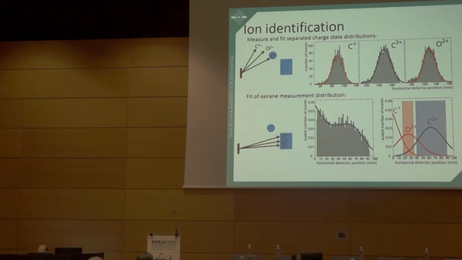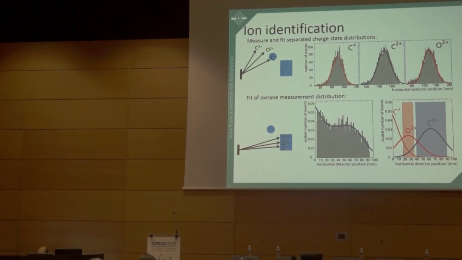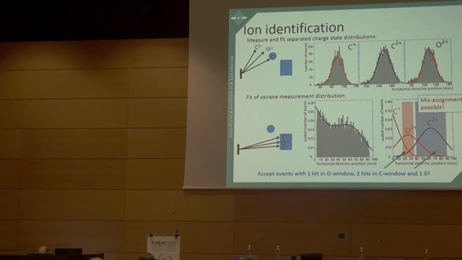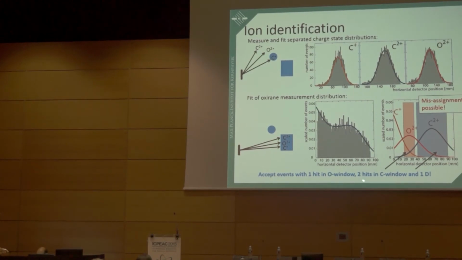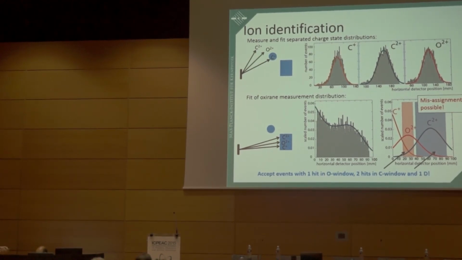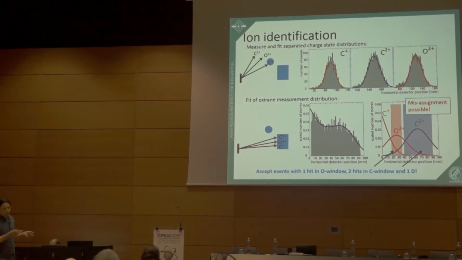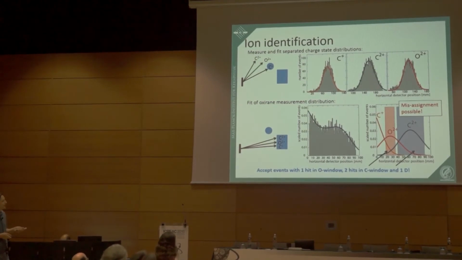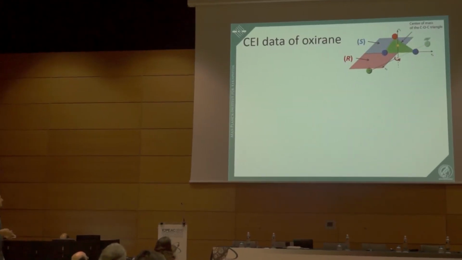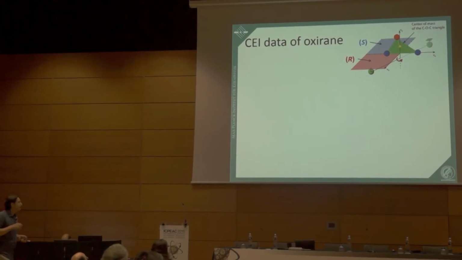other distributions. And if you now look at the contribution of the single distributions that I indicated here, you can define these two ion identification windows very well. And in the end, we accepted only events with one hit in this O window here, and two hits in this C window, and also one deuterium. But of course, you can already see here that misassignment is possible. So we performed our measurements.